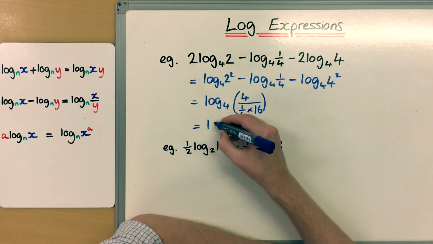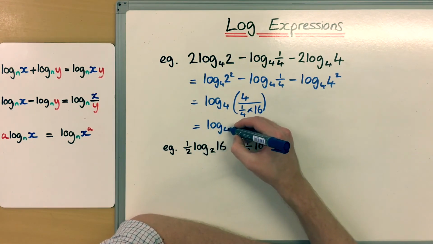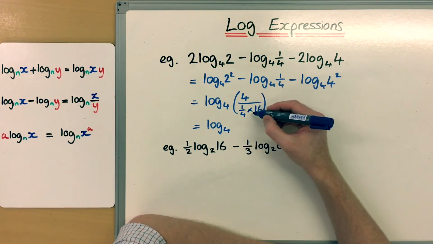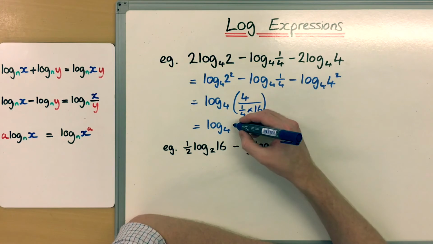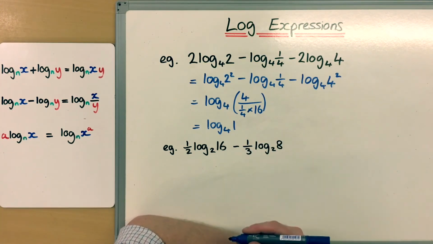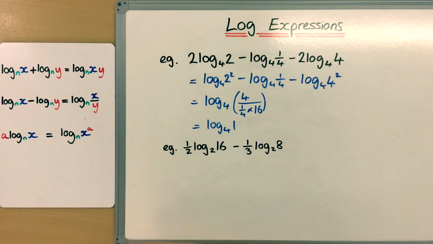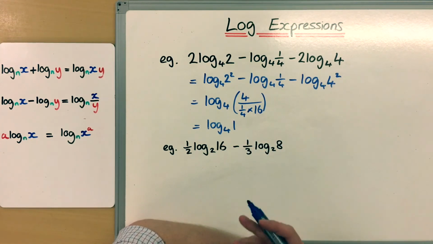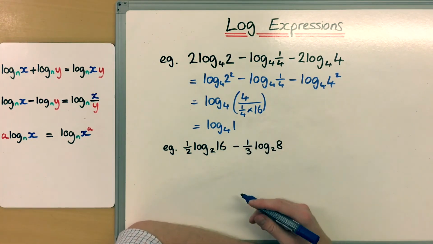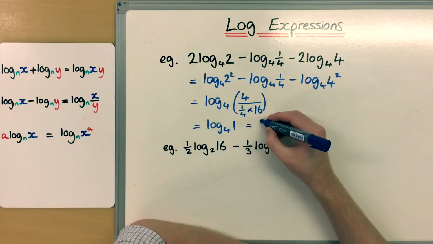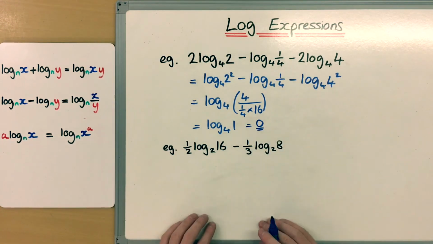And this gives me log to the base 4 of, well, a quarter of 16 is 4, 4 divided by 4 is 1, so I get log to the base 4 of 1. And any log of 1 with any base, the answer is 0. So have a think about that. 4 to the power of what is 1, the answer must be 0. Final one here, we're going to do the same thing.